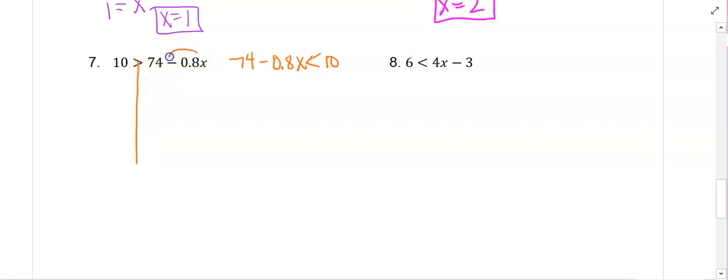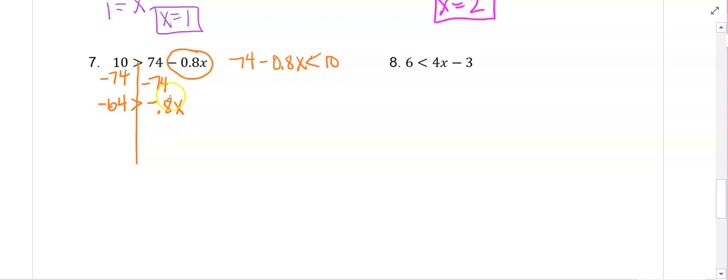What do I need to get by itself? That negative 0.8x. What do I need to get rid of? The 74. How do I get rid of it? I subtract. How do I know to subtract? Because it's a positive in front of it. Remember, this negative goes with the 0.8. So minus 74. So I end up with negative 64 is greater than negative 0.8x.